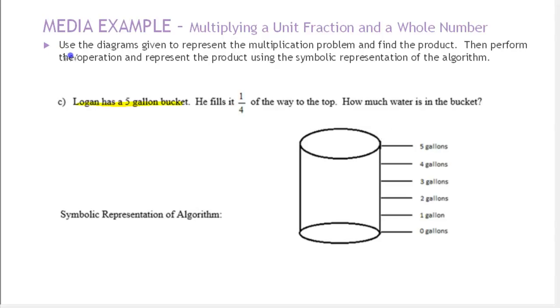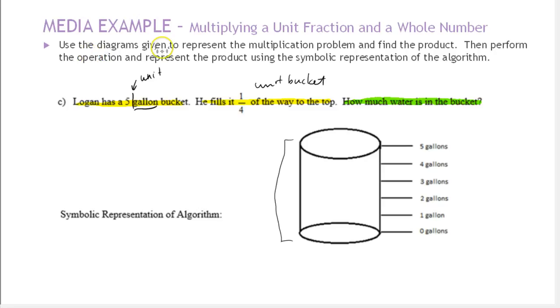Logan has a 5-gallon bucket. He fills it 1/4 of the way to the top. Now the question is, how much water is in the bucket? Now again, let's see what our units are. The 1/4 is referring to the entire bucket as a unit. So the unit is the whole bucket. But here, the question is asking how much water is in the bucket, and that's in terms of gallons. So the unit of our answer is a gallon.